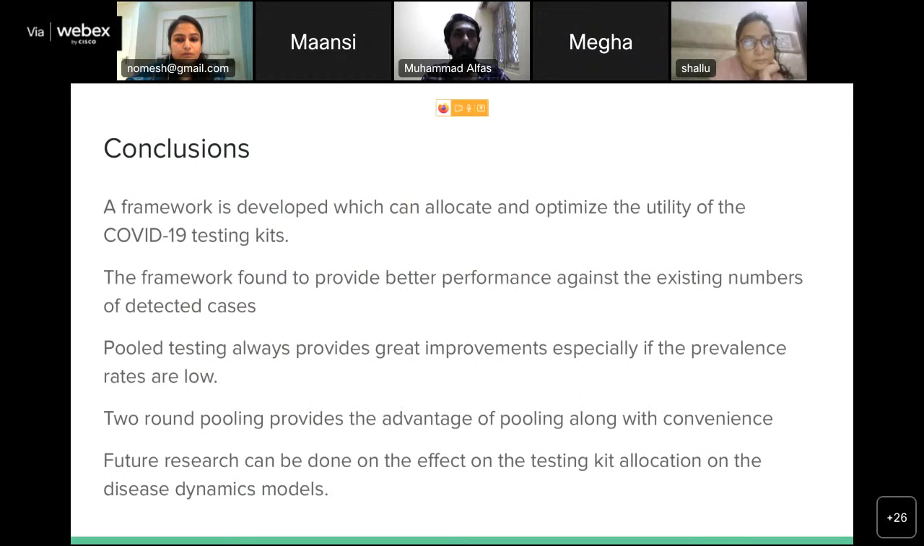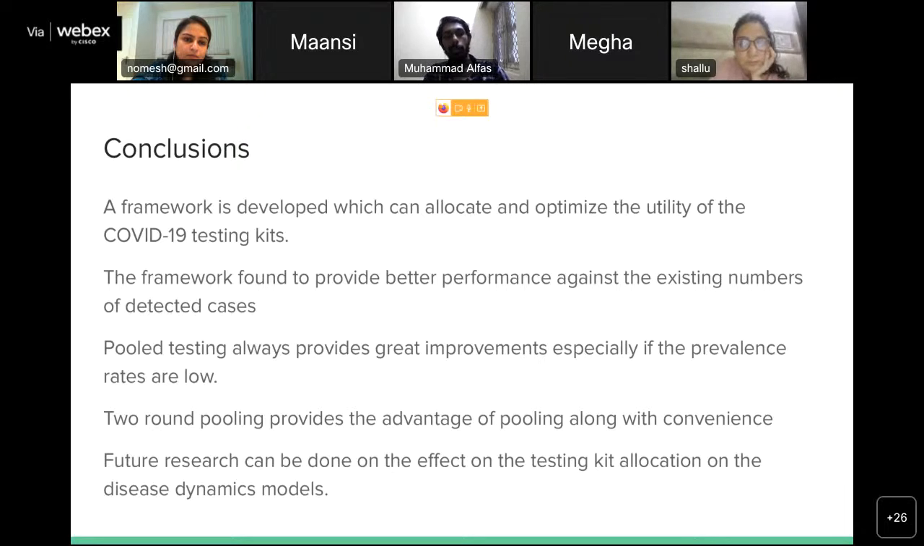So based on the development of the method and the experimental studies, these are the conclusions we have reached. We developed a framework which can allocate and optimize the utility of COVID-19 testing kits, and the framework provides better performance than existing methods in the number of detected cases. We have also seen that pooled testing always provides great improvements, especially if the prevalence rate is low.